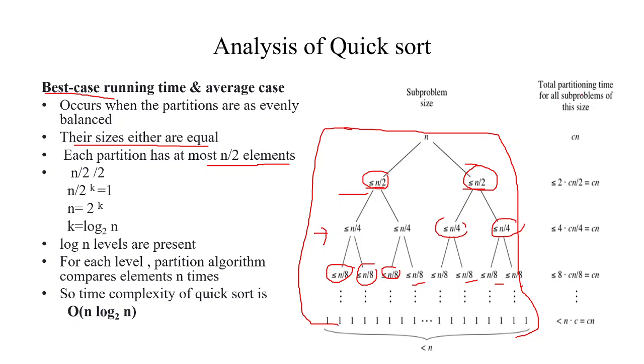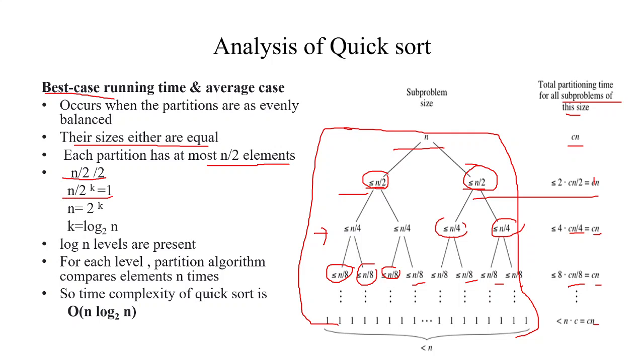The total partitioning time for all the subproblems of this size is Cn. In the second level it will be Cn by 2, which is equal to Cn, and Cn by 4, which is equal to Cn, and everywhere it is n. We can neglect C because it's a constant. Now, the n by 2 partition is continued in such a way that in the next level it will be n by 2 by 2, and the next level n by 2 by 2 by 2.